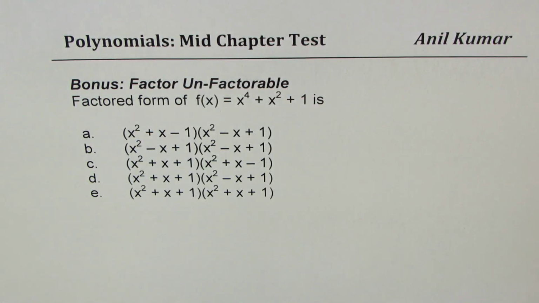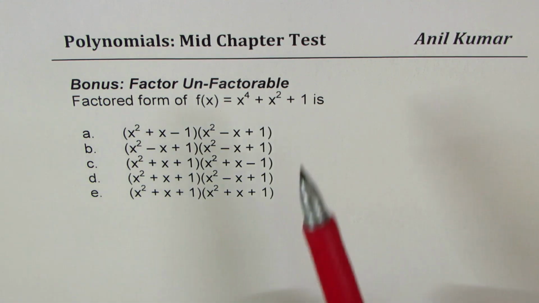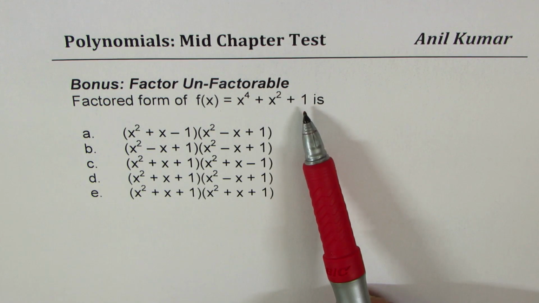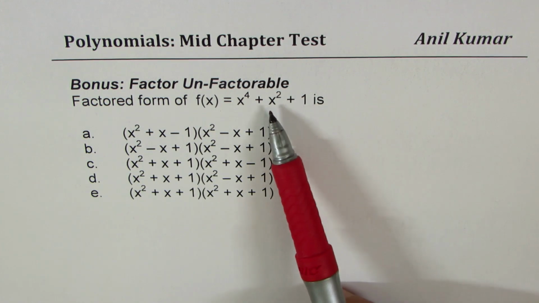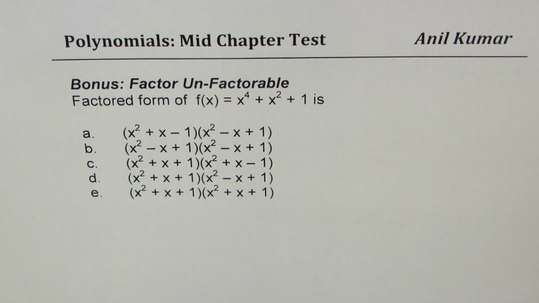Then we have a bonus question. We need to factor unfactorable. So the factored form of f of x equals to x to the power of 4 plus x squared plus 1 is what? Well, as you know, product and sum, 1 is only 1 times 1 or minus 1 times minus 1. That will not give you the coefficient of x squared.